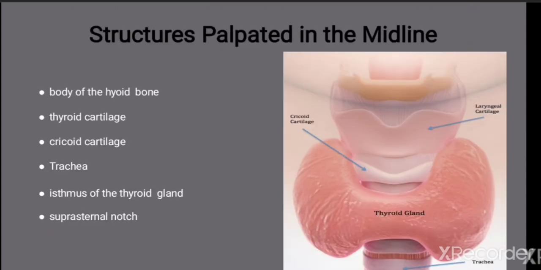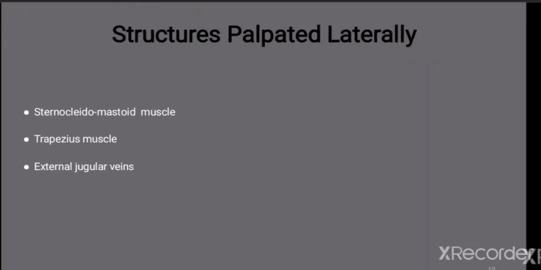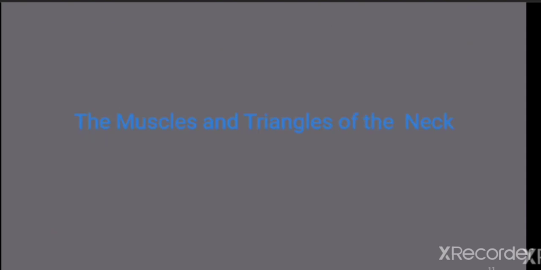So in the neck, some structures can be palpated in the midline. These are, from above downwards: the body of the hyoid bone, then thyroid cartilage, then cricoid cartilage, trachea, isthmus of the thyroid gland, and the suprasternal notch. And on the posterior side of the neck, the structures which can be palpated are the inion, nuchal groove, vertebra prominens, and ligamentum nuchae, which covers the spines of C2 to C6 vertebrae. On the lateral side of the neck, we have the sternocleidomastoid, trapezius, and external jugular veins.